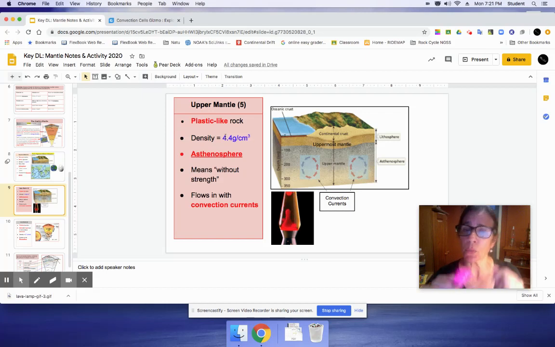Now, what's really important about the asthenosphere, this plastic-like rock, is that because it has this ability to move, it actually, we believe, does move, and we believe it's flowing. So this solid rock is moving almost like a fluid in something we call convection currents.